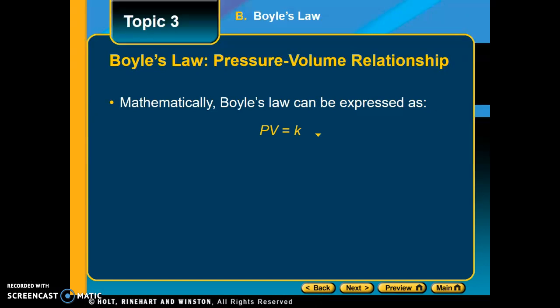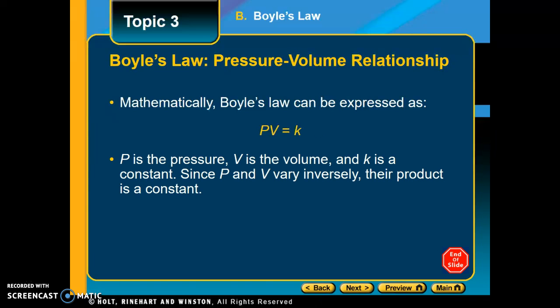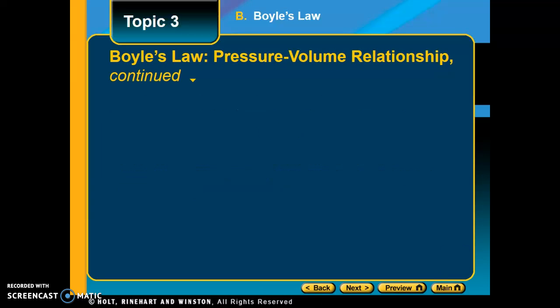Mathematically, Boyle's law can be expressed as pressure times volume equals K. The pressure is represented by P, volume is represented by a capital V, and they use K to represent a constant. You'd think they would use C for constant, but as you remember, C is used for the speed of light, so they just use K as a constant. So P times V vary inversely to get their product, in other words, multiplying them to be a constant. So if you increase the P, you have to decrease the V in order to get the same K value.